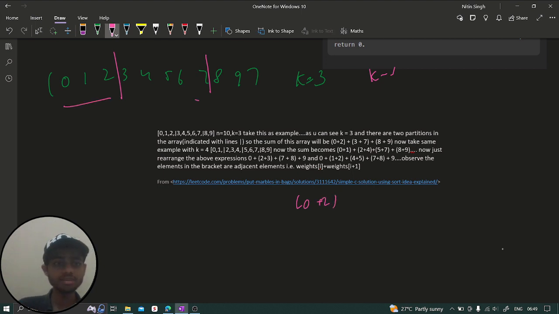The cost of the second bag is nothing but i plus j, that is 3 plus 7. Try to understand this, guys. This is going to be really important. And the third bag is nothing but 8 plus 9, not 7, this is 9, right? So this is the cost we are going to get.